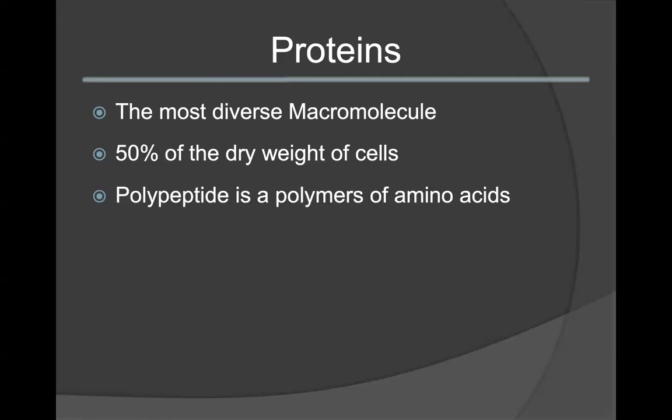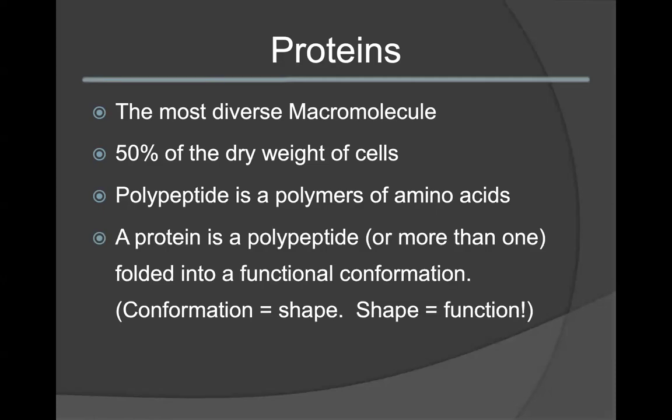Polypeptides are considered to be the polymer form of amino acids. So the monomer unit of proteins is going to be amino acids. They're going to be joined together to form a polypeptide. A protein is considered to be a polypeptide chain, or more than one polypeptide chain put together. They will be folded in various ways to form a functional conformation.